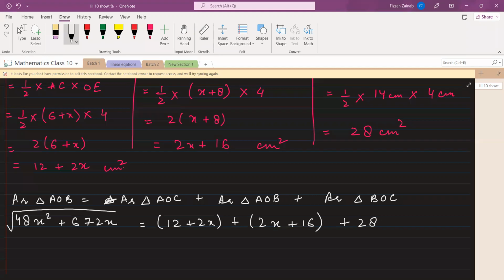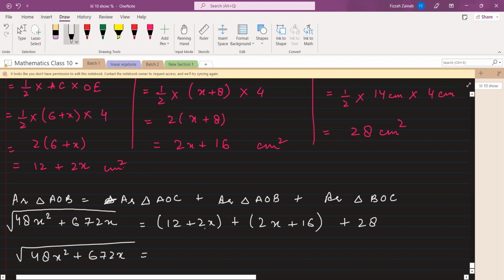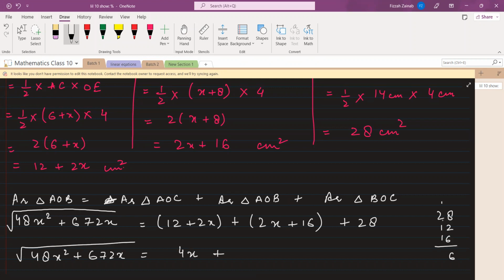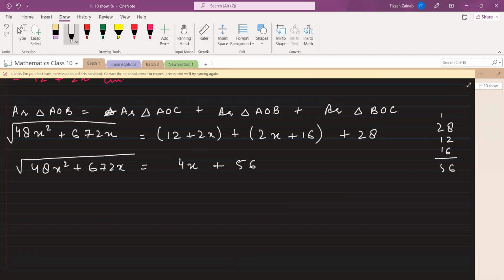Yeah, now you can just simplify it. So this is under root 48x square plus 672x is equal to, so 2x plus 2x, that becomes 4x plus, now please add it, 28, 12 and 16. So 10 and 6 carry 1, 3, 4, 5, 56. I get 56, right?